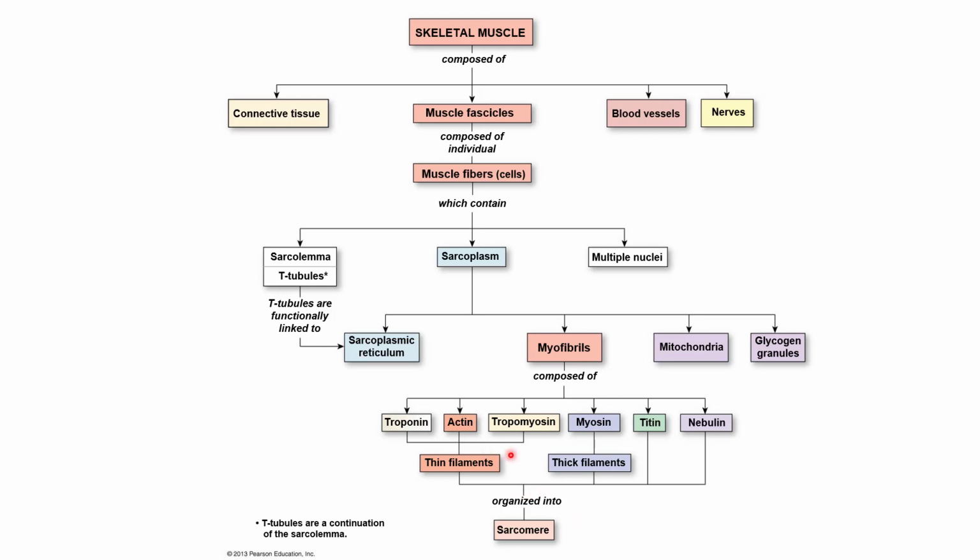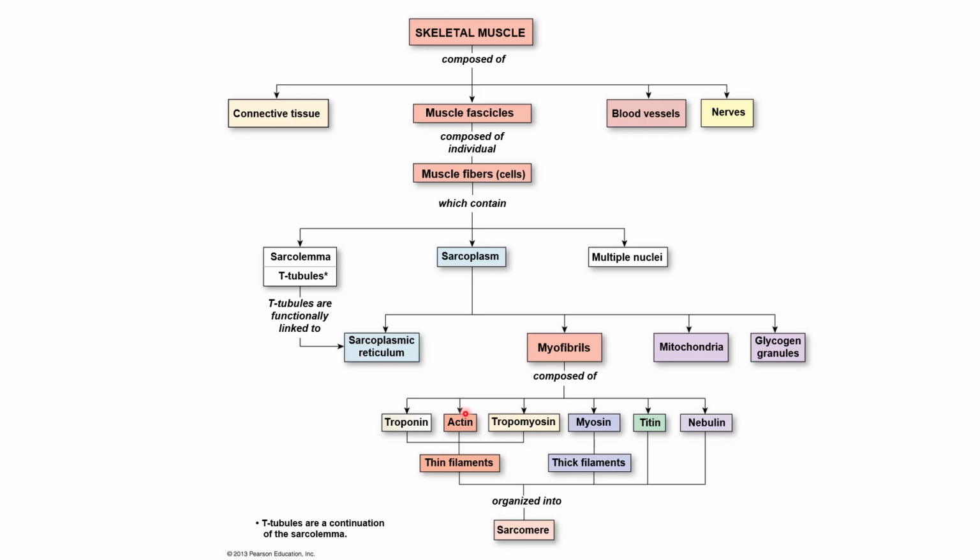So the thin filament is primarily composed of the protein actin. Associated with actin are two additional accessory proteins called troponin and tropomyosin, and we'll talk about what they do when we get to muscle contraction. The thick filament is comprised of the protein myosin, and there are two accessory proteins associated with both the thin and thick filaments. Those are titin and nebulin.